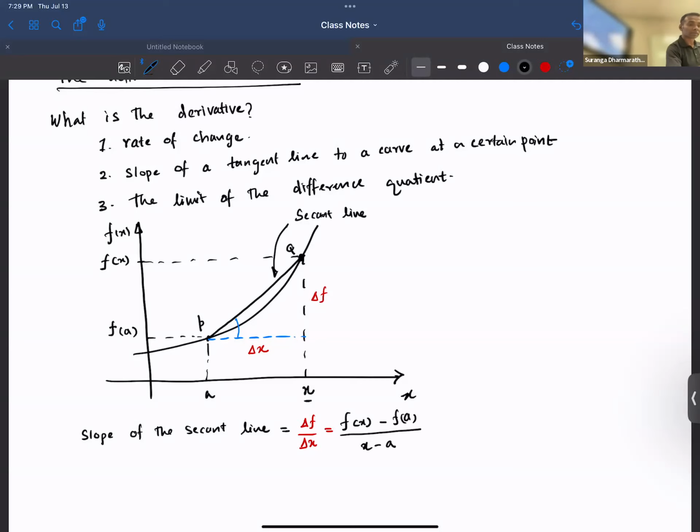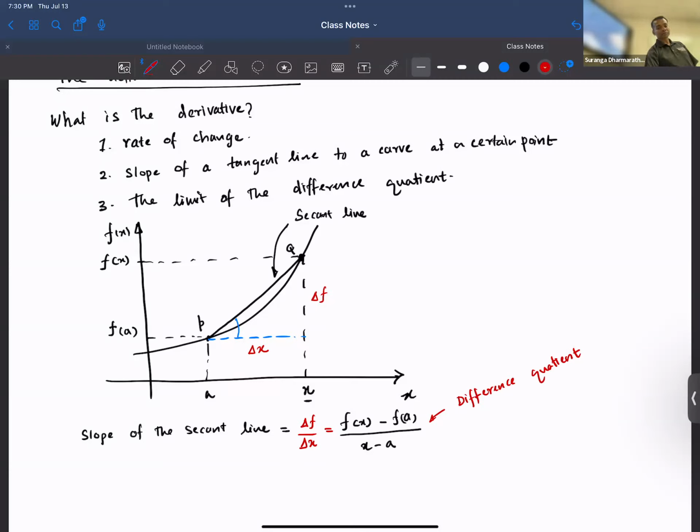This is called what? The difference quotient. This is called the difference quotient. Okay, that's what it's called, difference quotient.